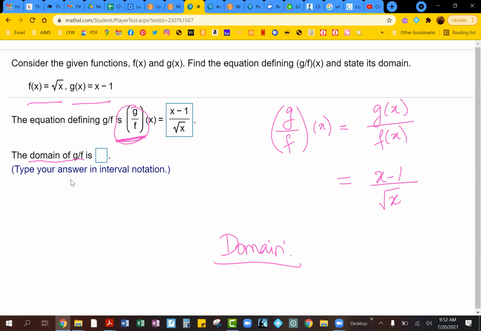Because remember, when you're working with functions like these, where you have your variable in the denominator, we have to think about what values are going to make my denominator 0. Of course, square roots have their own restrictions. So you have to think about, okay, I have a square root and my x is in the denominator, so how is that going to affect what numbers I can use for that x value? And that's what's going to create what the domain of this function has to be.